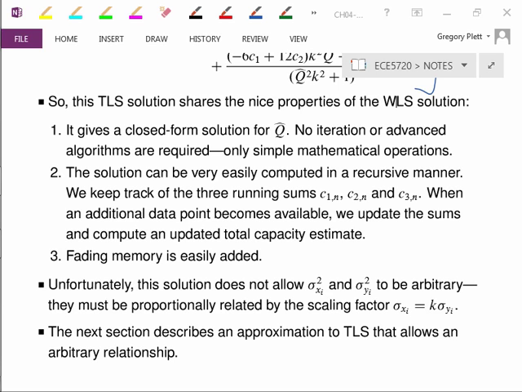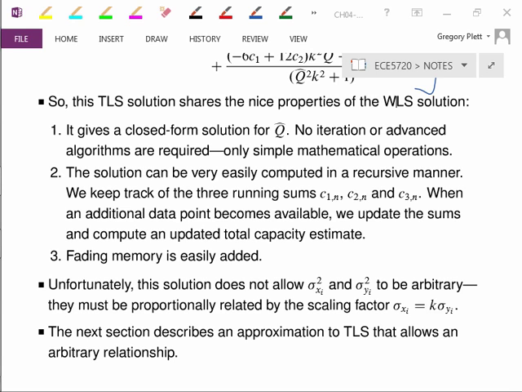The solution can be computed recursively. I need to keep track of C1, C2, C3, or C1 tilde, C2 tilde, C3 tilde. That's it. When I get some additional data point, then I update the sums and I compute the updated estimate and the error bounds associated with it. I can easily add the fading memory. All of the beautiful properties of the ordinary least squared solution we have now found in a special case of the total least squares problem.